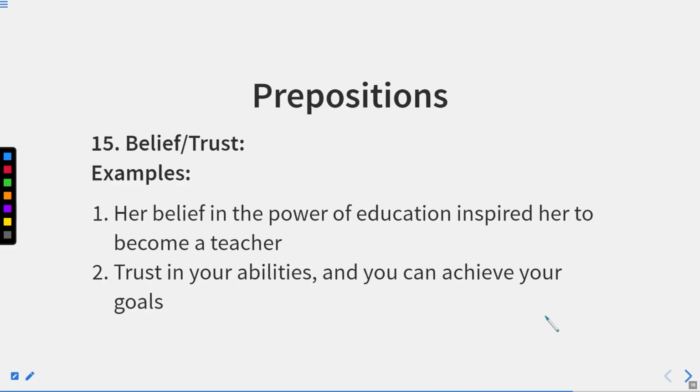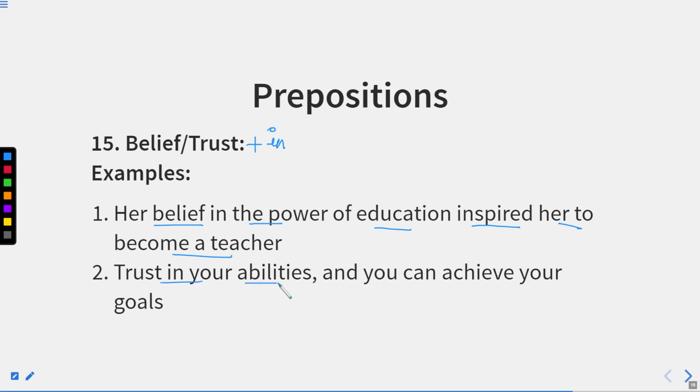Belief or trust. So, with belief or with trust, we can also use the preposition in. How? Her belief in the power of education inspired her to become a teacher. Also, if I say her belief in God, this is how we can use belief in. If I say I believe in you, so I have trust in you.